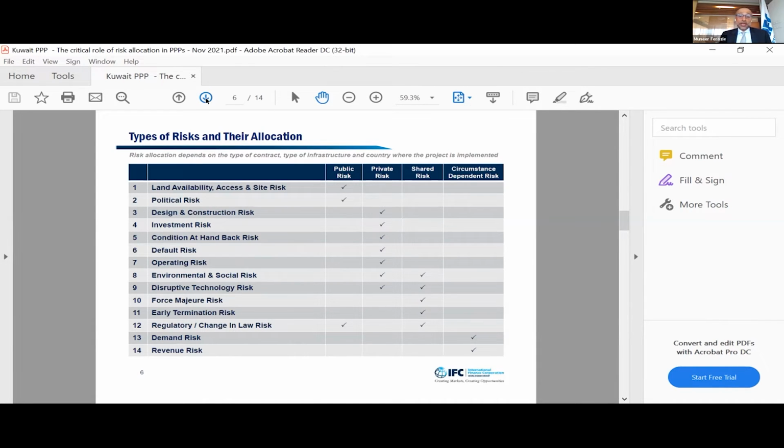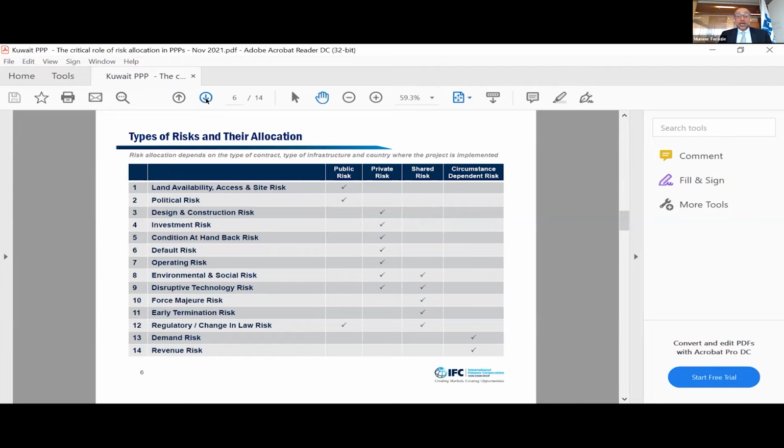And then on the right-hand side, as you go through the columns, you will see there are some risks which are allocated to the public sector. There are some risks which are more appropriate for the private sector. And there are some risks which are shared. And then some risks are circumstance-dependent. So let's talk about one or a couple of risks for each of the parties.